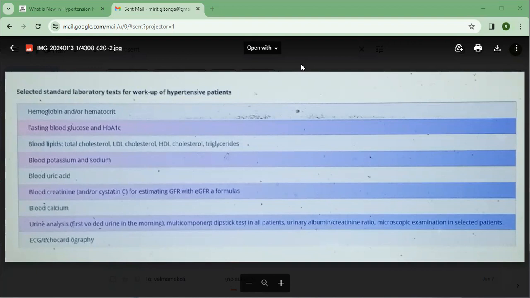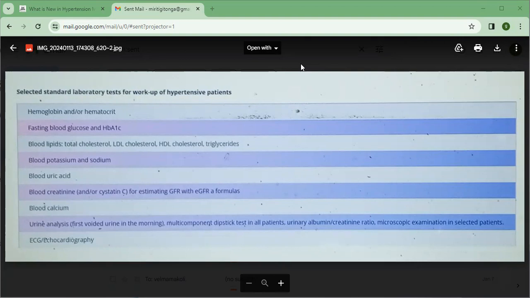Now, let us have another discussion about hypertension, continuation. And this discussion is about the laboratory tests which are supposed to be done on a patient who is on antihypertensive or who is being treated for hypertension.